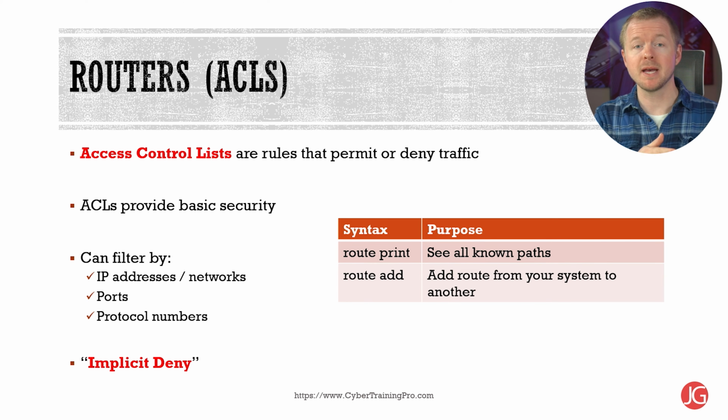Access control lists, or ACLs, are a list of rules that we configure on routers and firewalls to either permit or deny traffic. We call this rule-based management because each entry is like a rule that's read from the top of the list to the bottom.